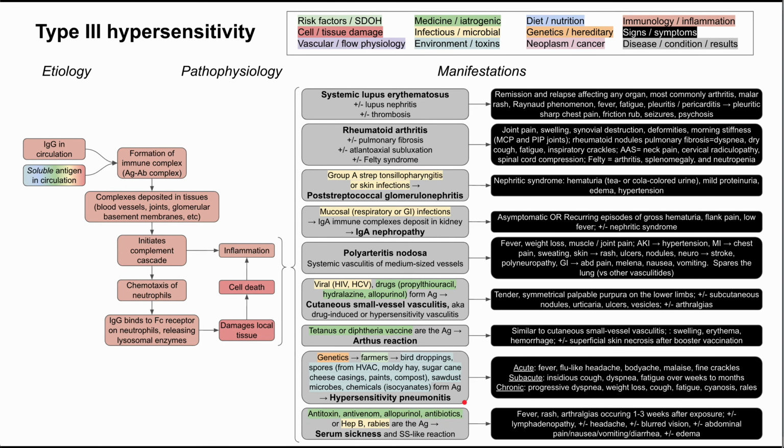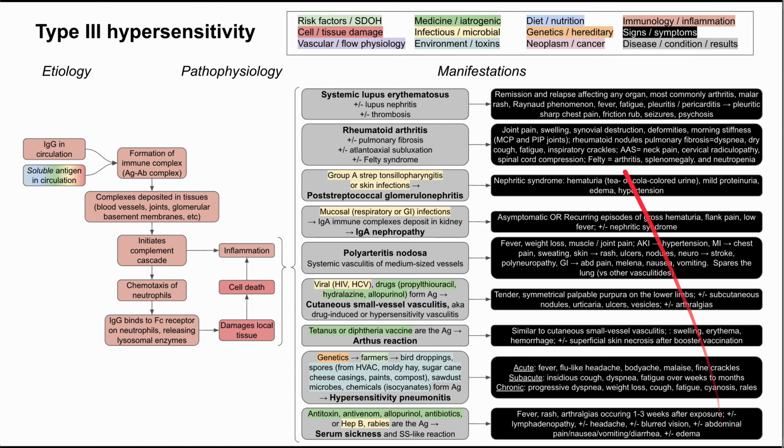The last one on this list is serum sickness, and there are also a subset called serum sickness-like reactions. This can be triggered by several medications, including antitoxins and antivenoms, as well as allopurinol and antibiotics. Some viruses like hepatitis B and rabies have also been shown to cause serum sickness. The patient in this case will present with fever, rash, arthralgias. This usually occurs 1 to 3 weeks after exposure to the antivenom or the antitoxin. Patient might also have lymphadenopathy, plus or minus headache, plus or minus blurred vision as well, plus or minus abdominal symptoms like pain, nausea, vomiting, diarrhea, and plus or minus edema as well.